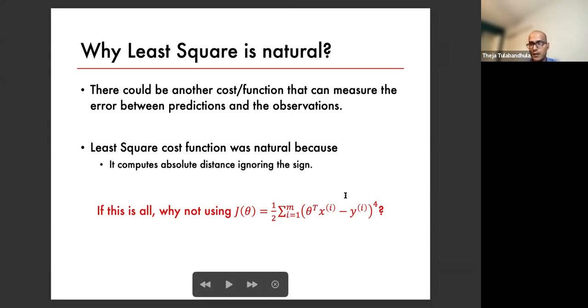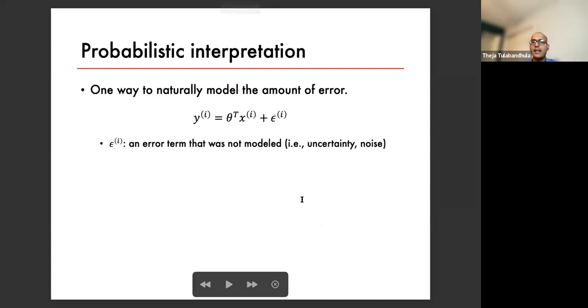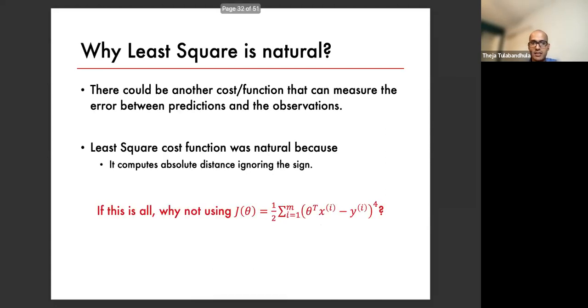Which is like h theta of x, which is like theta transpose xi minus yi the whole to the power 4. Okay, that's the choice that I also mentioned earlier. Why not do something like this? We can certainly use this choice of j theta, the cost function, which is shown in the red point here. But there is a nice probabilistic interpretation for the choice that we made last lecture or earlier this lecture. Okay, so let's talk about that probabilistic interpretation.